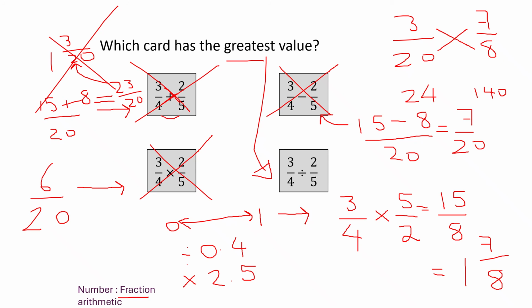So to add and subtract fractions, the key is to have a common denominator. To multiply fractions, you multiply top by top, bottom by bottom. 3 by 2 is 6, and 4 by 5 is 20. Obviously, that can be simplified to 3/10 or 0.3. I left it in 20ths here because I was comparing 20ths. But hopefully you can see that is my final answer.